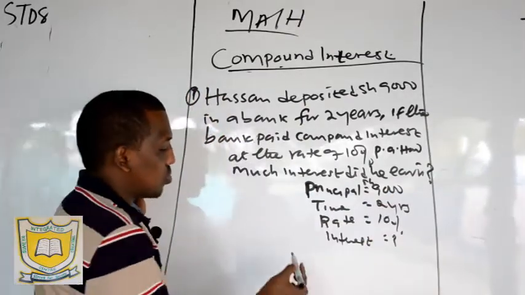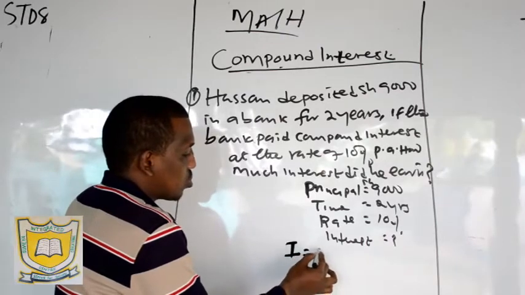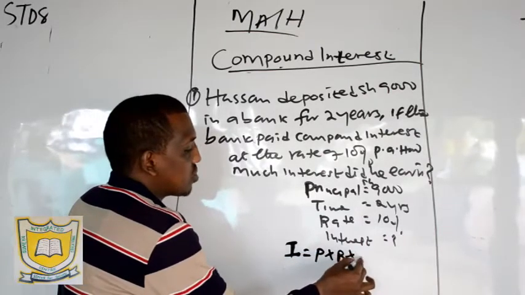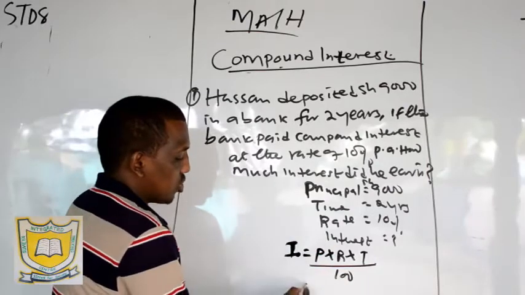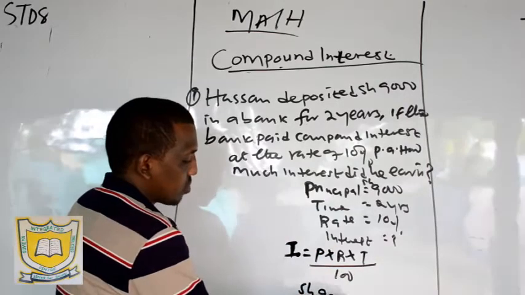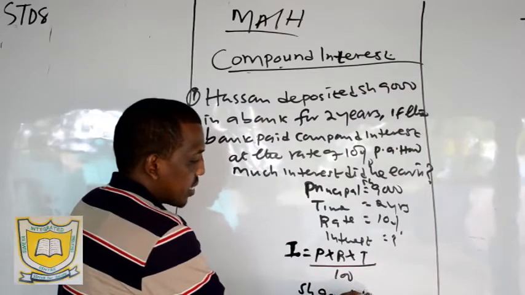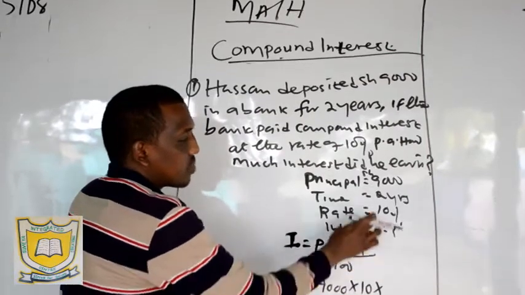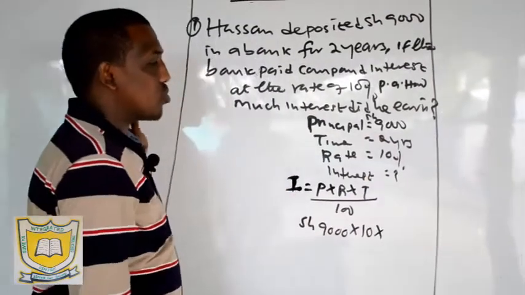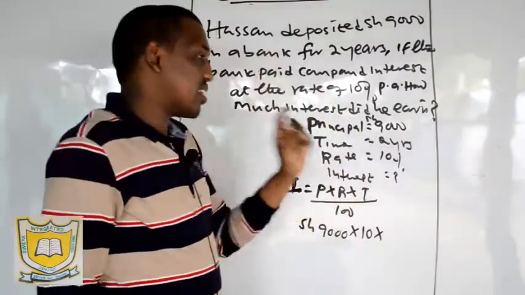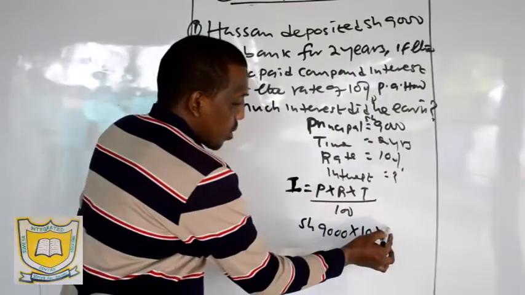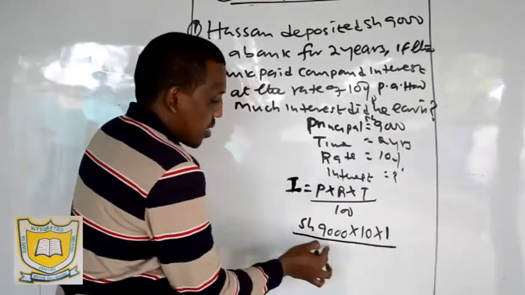Interest is equal to principal times rate times time over 100. We learned that. So principal is shillings 9,000, rate is 10, and time is time. We are given 2 years, but we don't use the 2 years at once. I said you do it the first year. Let us get the interest of the first year. Time is 1, over 100.